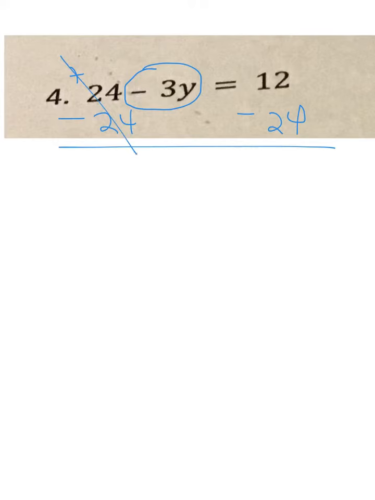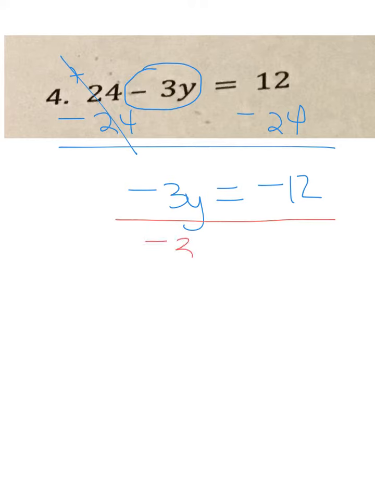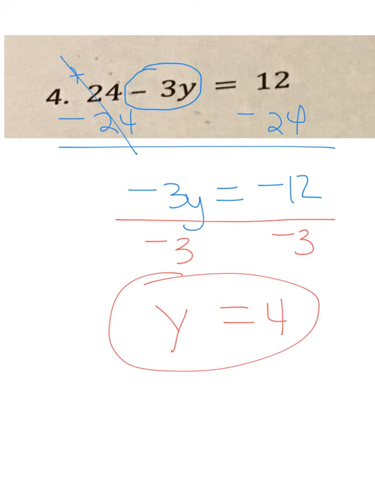On this side, everything cancels, 24 minus 24. I have not 3y left, I have negative 3y equals 12 minus 24. That is negative 12, and again, calculators are helpful there. All right, next step, negative 3 times y, so I'm going to divide both sides by negative 3. And I get y equals negative 12 divided by negative 3, which is positive 4.